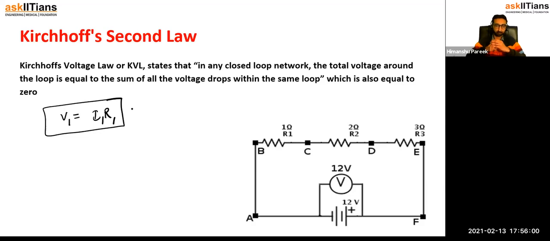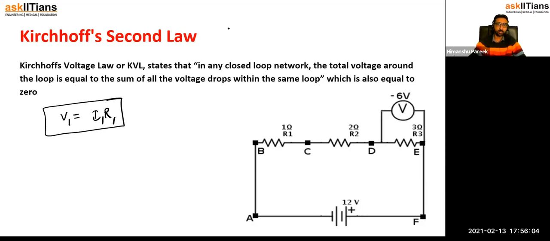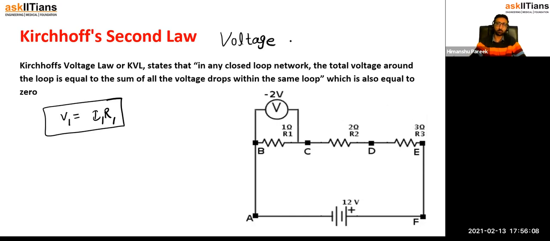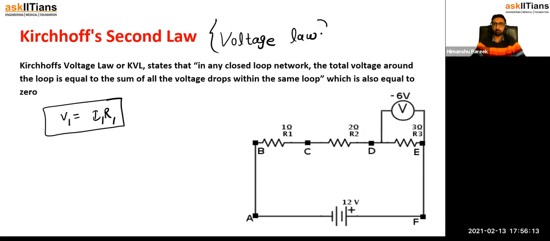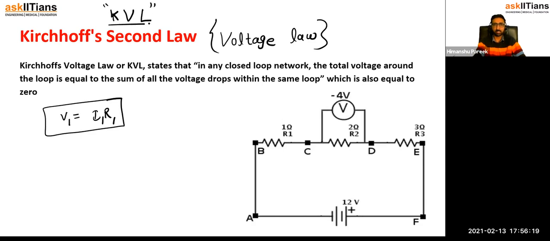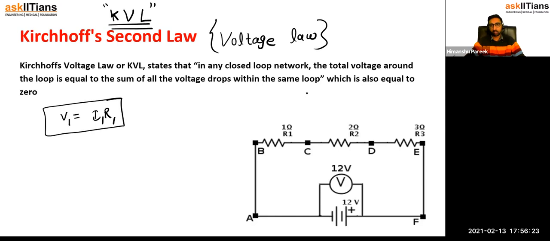Now, what about the Kirchhoff second law? We can also call it the Kirchhoff voltage law. It is about the voltage. The previous one was about the current. In short form, you will find it also written as KVL, Kirchhoff voltage law. So KCL and KVL. Now, what does Kirchhoff voltage law say?